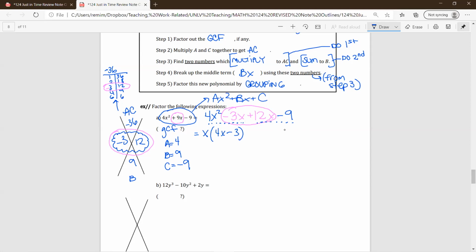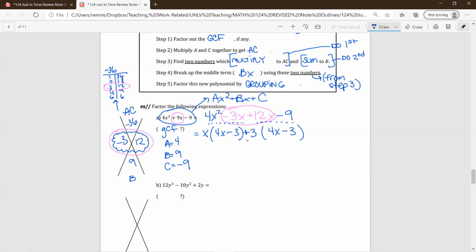Now move to this part here. What do these 2 terms have in common? We got a 12x and we got a minus 9. They both have a 3 in common. Now, a lot of times people will just write 3. That's not correct. You have to have a sign in front of it, either plus or minus. So we're going to put a plus 3 here because they don't both have a minus. 12x divided by plus 3 is 4x. And then minus 9 divided by plus 3 is minus 3.